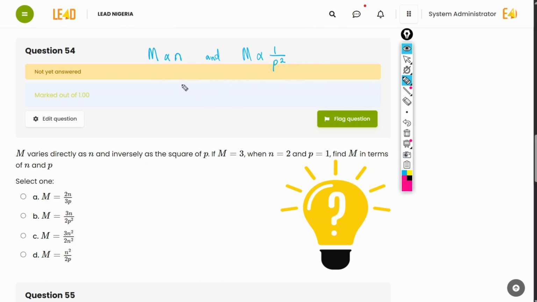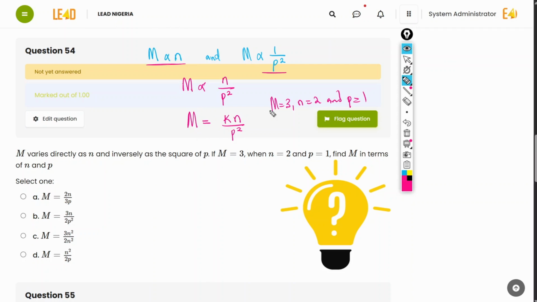If I join them together, this will become M varies jointly as N over P squared. All right, so this is what the relationship looks like, combining this direct variation and this inverse variation. I can introduce a constant. This will become M is equal to Kn over P squared. So this is the relationship now, but we actually would need the value of k to get the proper relationship. We are told that when m is 3, n is 2, and P is 1.